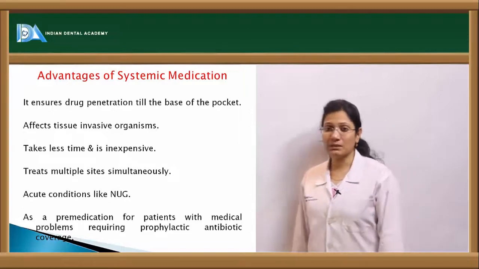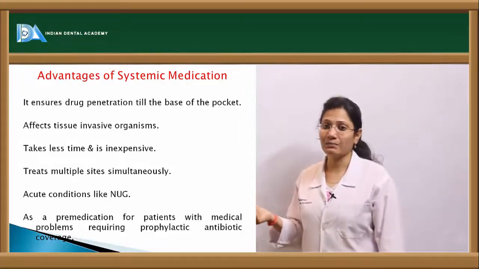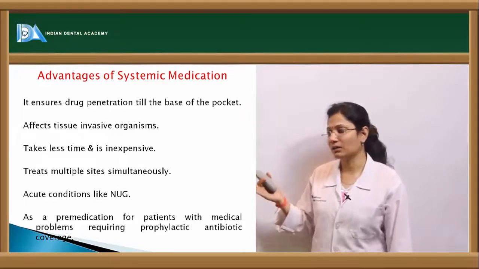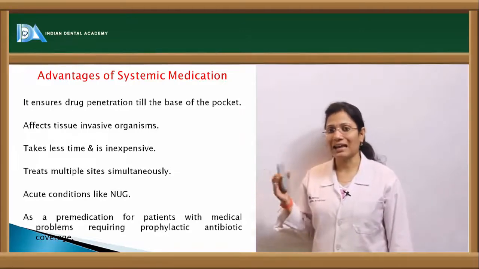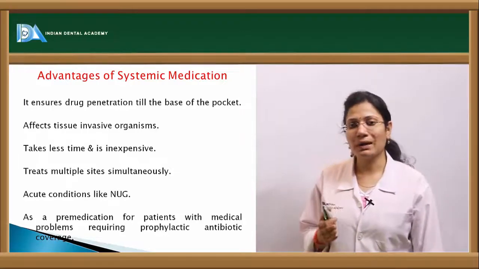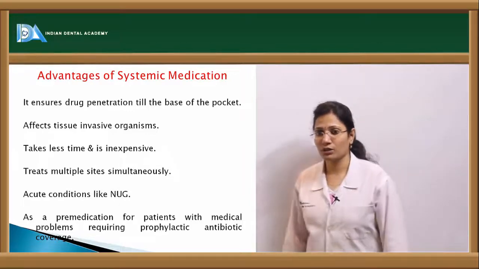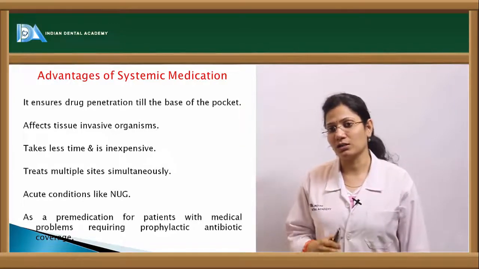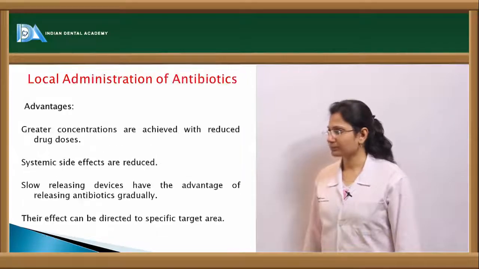They treat multiple sites simultaneously, and acute conditions like NUG need supplemental antibiotic therapy. Systemic antibiotics can also be given as pre-medication for patients. For example, a patient with infective endocarditis comes to you for periodontal treatment. You know the patient is suffering from infective endocarditis, so you had better give him antibiotic prophylaxis.